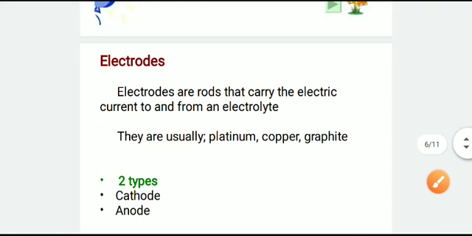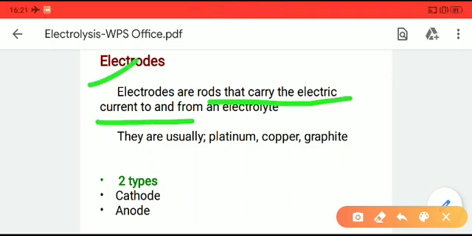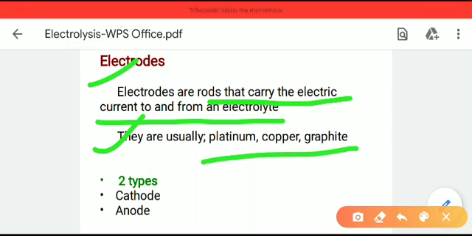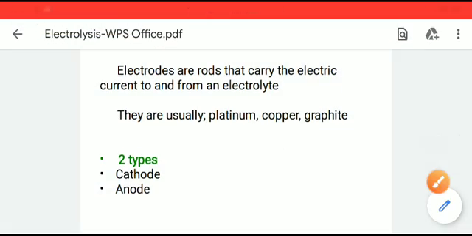The next topic is electrodes. Electrodes are the rods that carry electric current to and from an electrolyte. They are usually platinum, copper and graphite. Electrodes are of two types, cathode and anode.